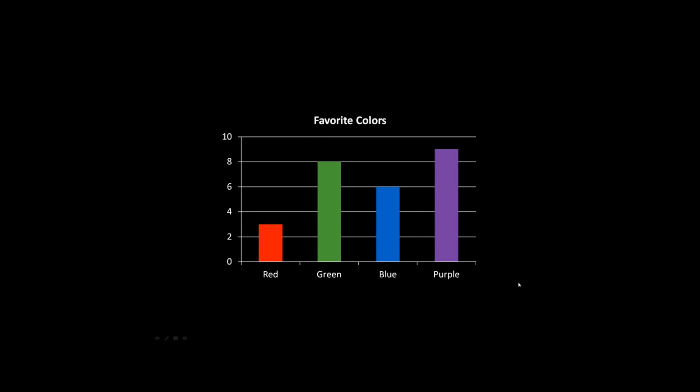Alright, another typical question that you would see, second question here, how many kids were surveyed? So that basically means how many kids total were asked this question about favorite colors. So we look here and we know all the totals because we wrote those down earlier, so I'm just going to put them up on the screen there, 3, 8, 6, and 9.